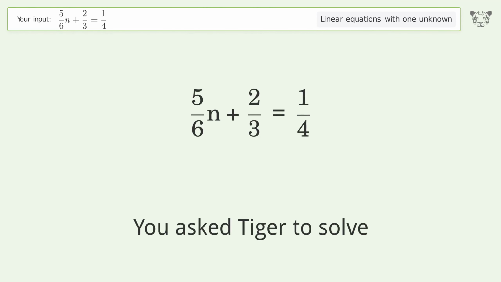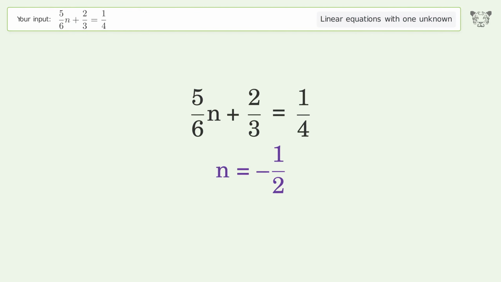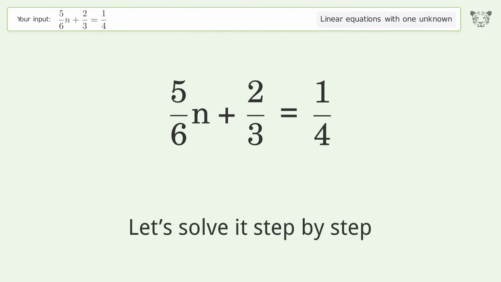You ask Tiger to solve. This deals with linear equations with one unknown. The final result is n equals -1/2. Let's solve it step by step.